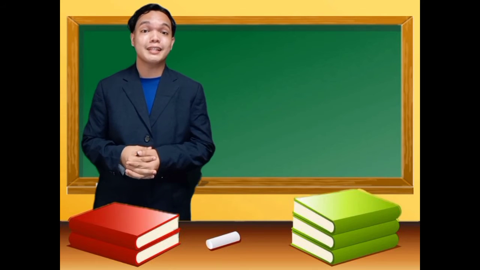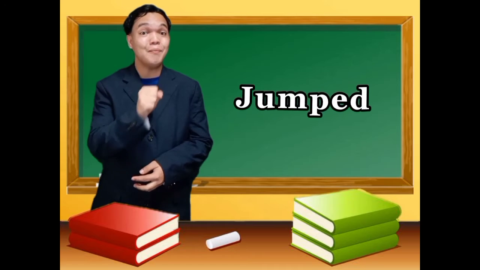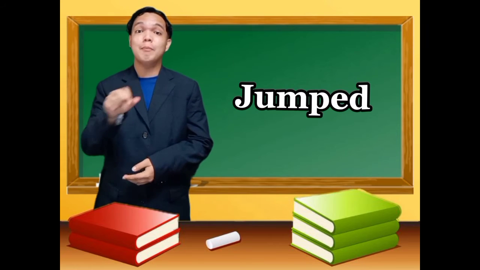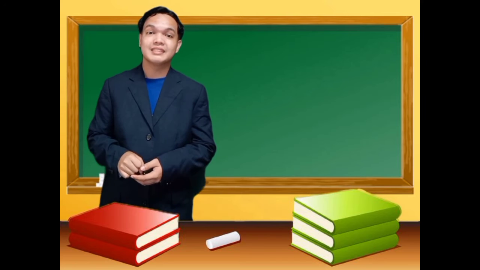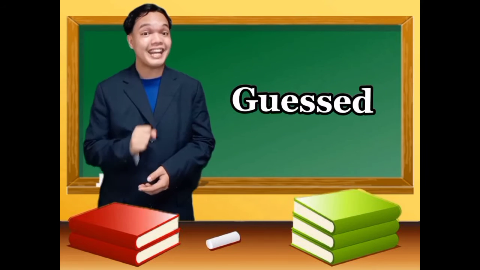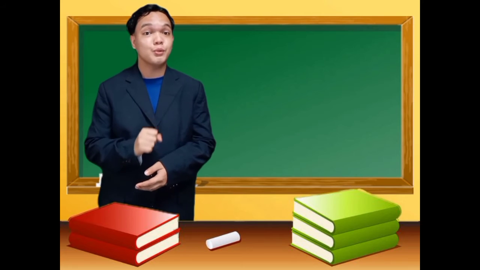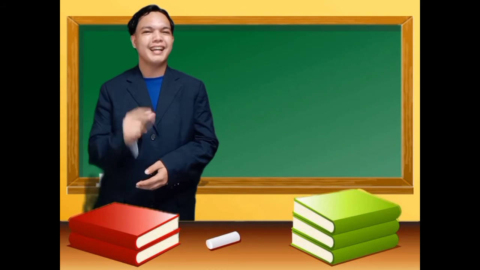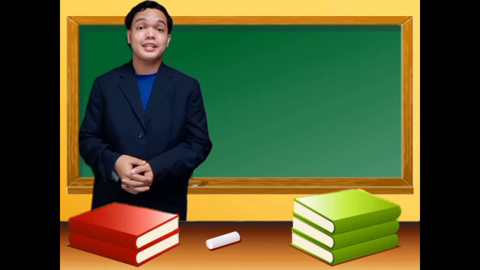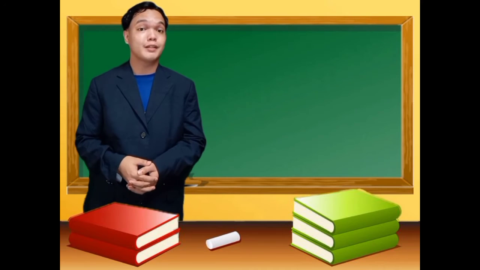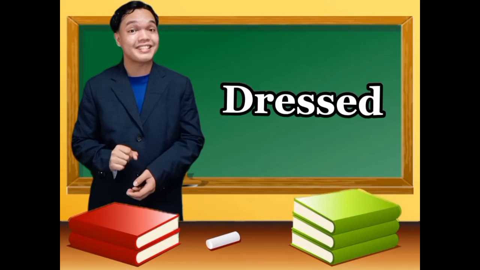How about in the third sentence? What is the regular verb used? Great! Jump is the answer. How about in the fifth sentence? What is the regular verb used? Correct! It is guessed. How about in the seventh sentence? What is the regular verb used? Nice! Fixed is the answer. Correct! How about in the ninth sentence? What is the regular verb used? Great job! The answer is dressed.